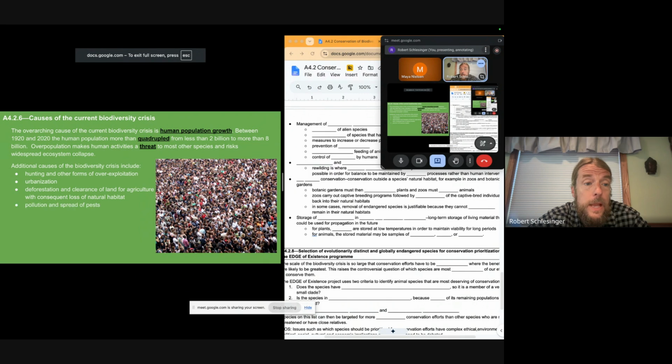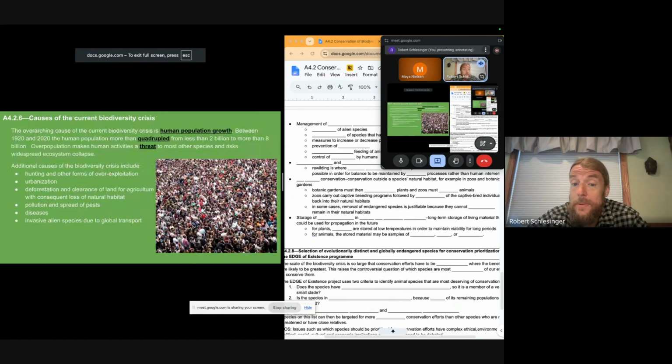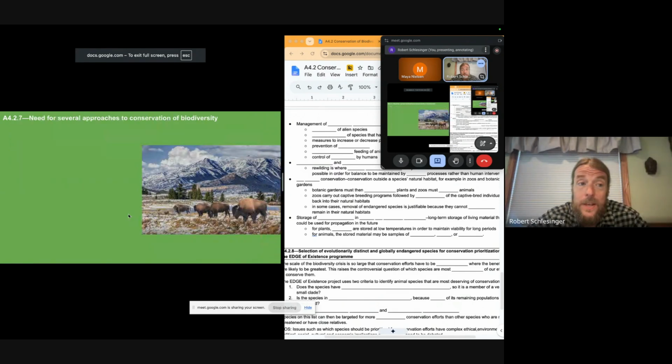Again, this feels redundant, but with human population growth, you see all of these things that we just keep talking about over and over again: urbanization, overharvesting, pollution, disease, all that good stuff. All right, so let's talk a little bit about the difference between ex situ and in situ.